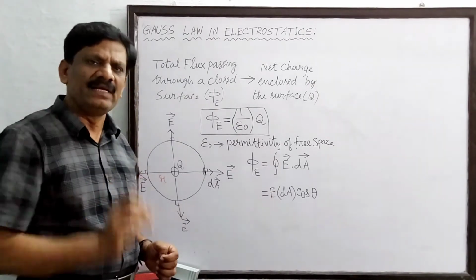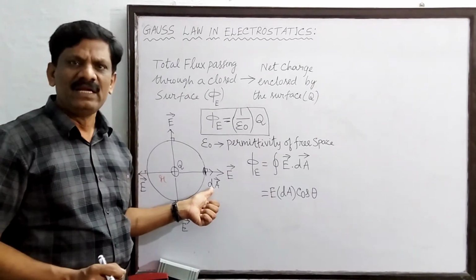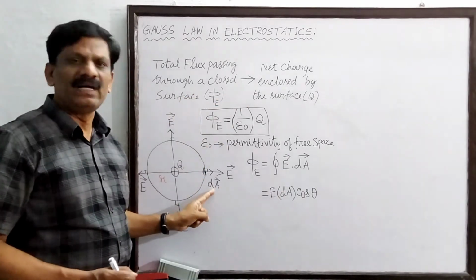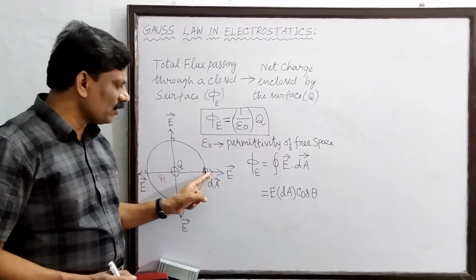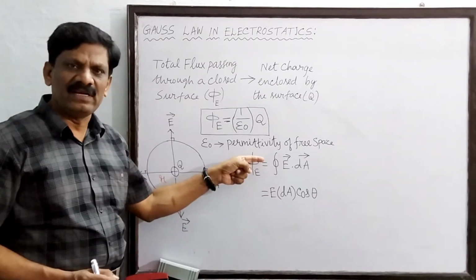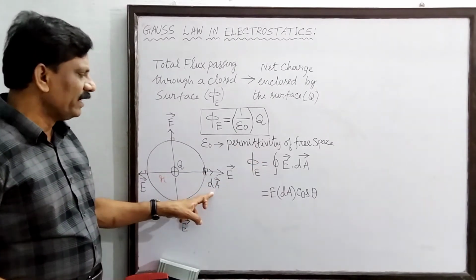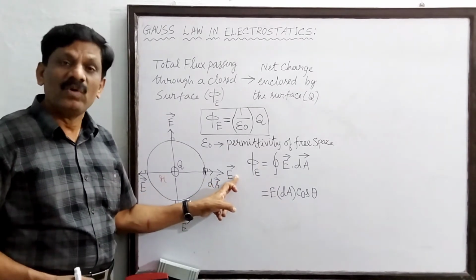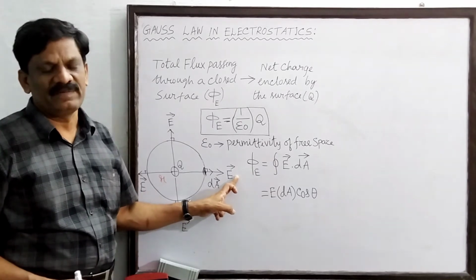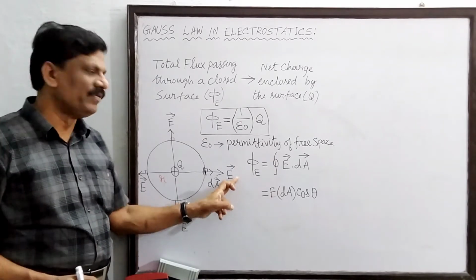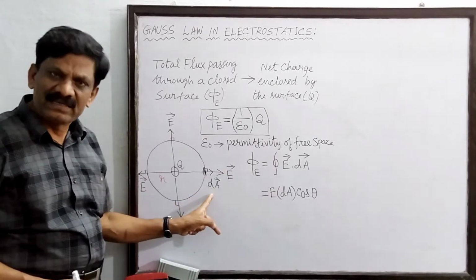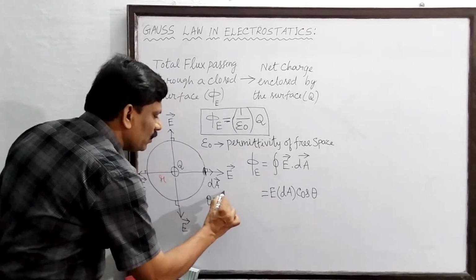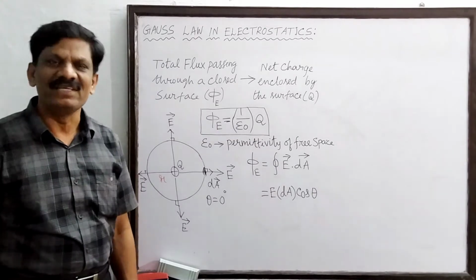So that small area has a magnitude dA, and if you draw a normal perpendicular to this area, that is also directed along the electric field. So the area vector dA and the electric field vector E are both along the same direction. So what must be the angle between the E vector and the dA vector at this point? Theta is equal to 0.